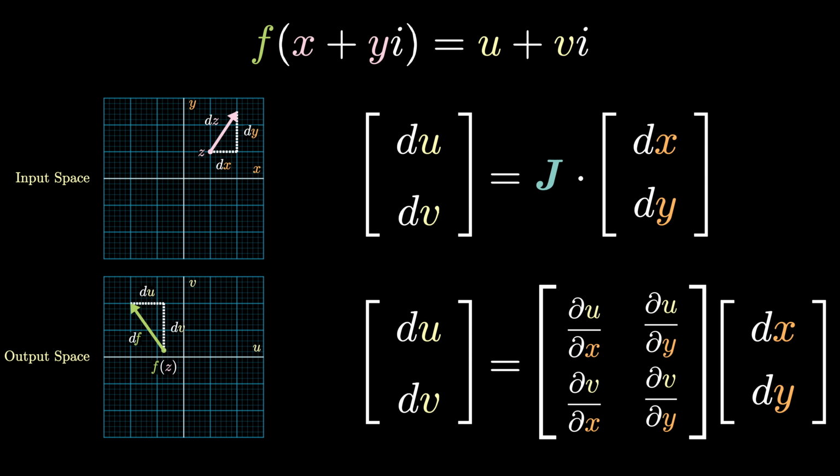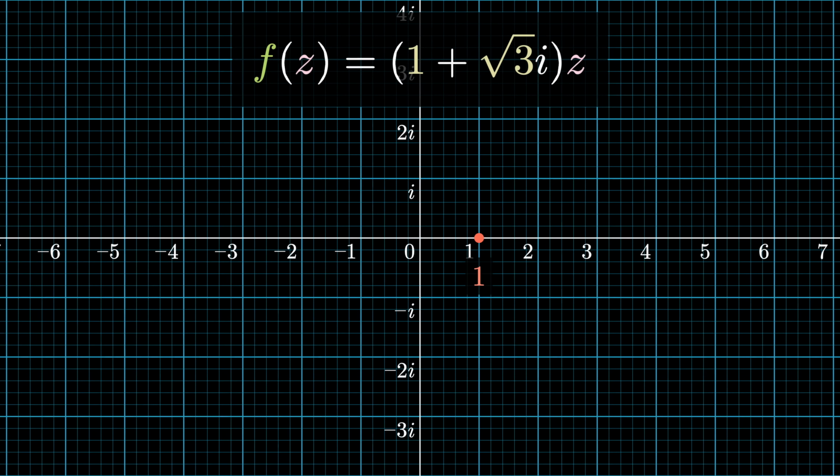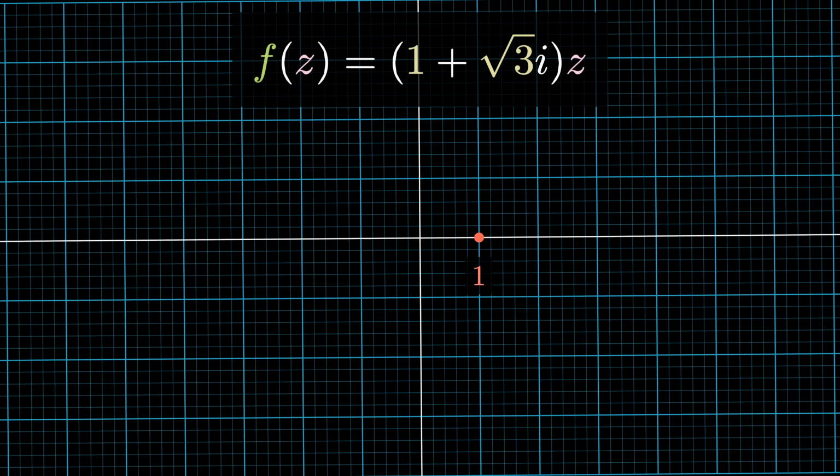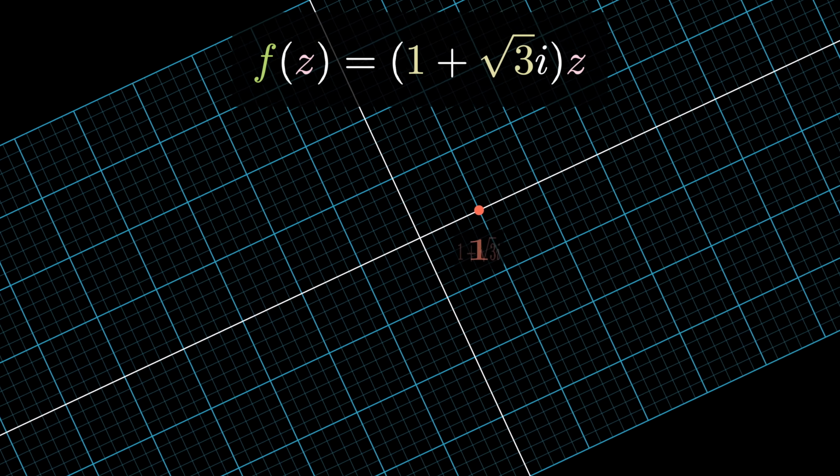Writing it out, we get this matrix product. This matrix is called the Jacobian matrix. But we also know that this matrix transformation can't be any linear transformation. It has to look like multiplying a complex number.